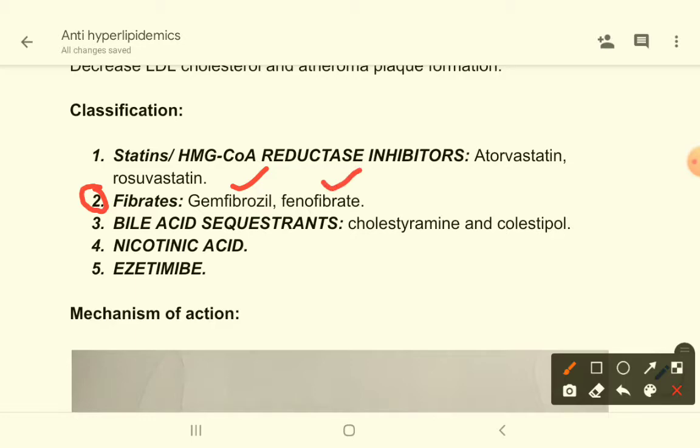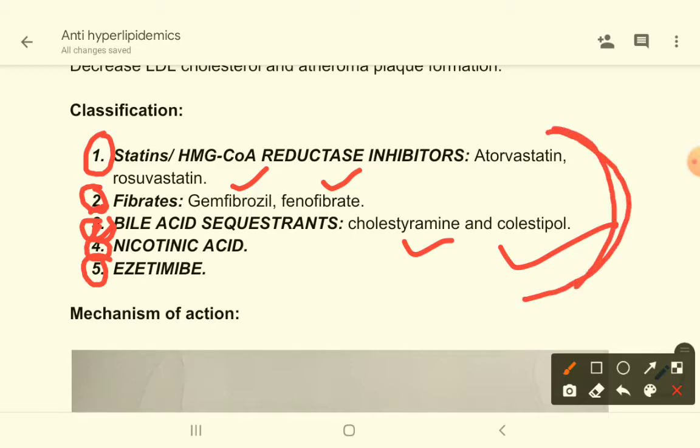There are bile acid sequestrants like cholestyramine, nicotinic acid, or you can say niacin. There is another drug named ezetimibe, and there are some other minor groups of drugs which we are not mentioning here. Okay, so if you learn this very simple classification, that will be enough for your exam.